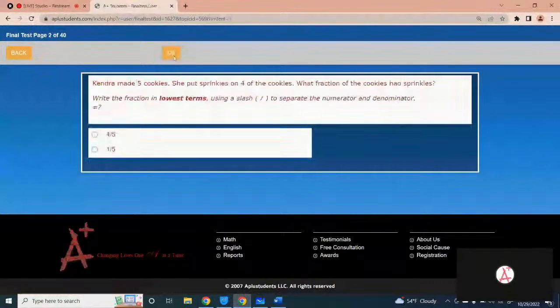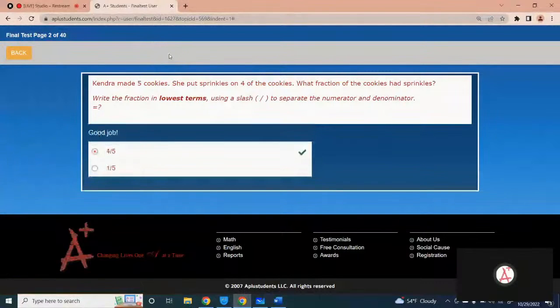The next one is, Kendra made 5 cookies. She put sprinkles on 4 of the cookies. What fraction of the cookies had sprinkles? So which is the correct option? The total cookies are 5. Out of 5, she put sprinkles on 4 cookies. So what fraction of cookies have sprinkles? Yes, it is 4 over 5. The total cookies are 5 and out of 5, 4 had sprinkles. So it would be 4 over 5. Very good. Okay, just select the correct option and then click on the OK button.